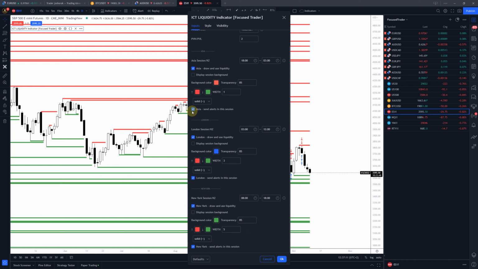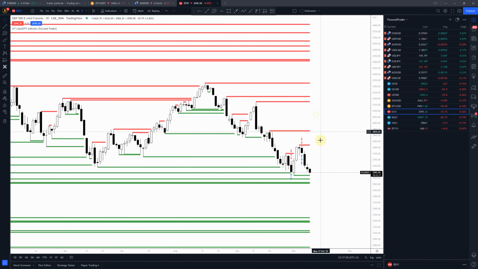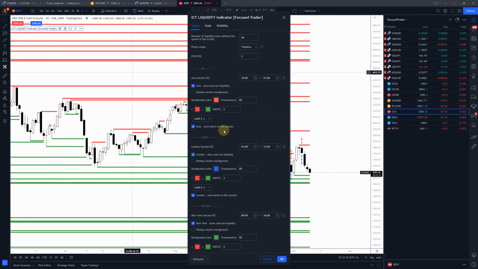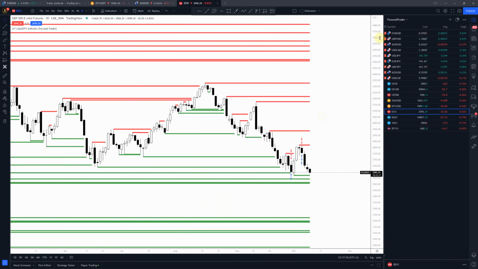So you have a function here that is checked currently for all the session liquidities, and you could set which sessions you want to receive alerts for liquidity grabs. So whenever price grabs some sort of liquidity, you are alerted by this indicator without needing to set anything else up. So I will just show you how it works.